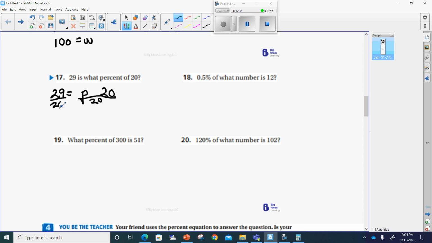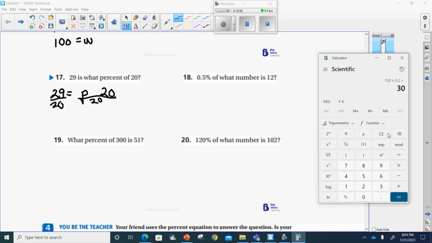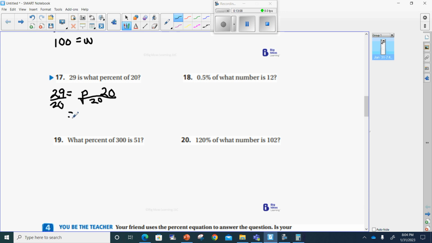which means I'll divide it away over here. I have to see what is 29 divided by 20. Let's see. Well, 29 divided by 20 is going to give me 1.45. So that means P is 1.45. To find out what percent it is, I'm going to have to move that decimal twice. That's going to be 145%.